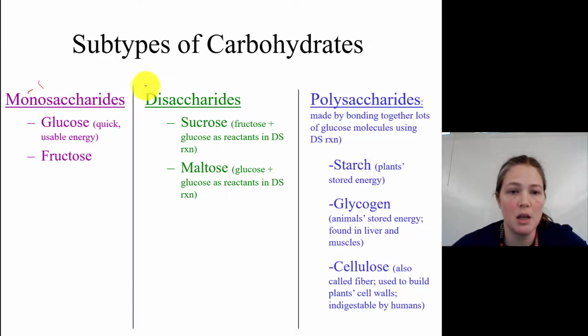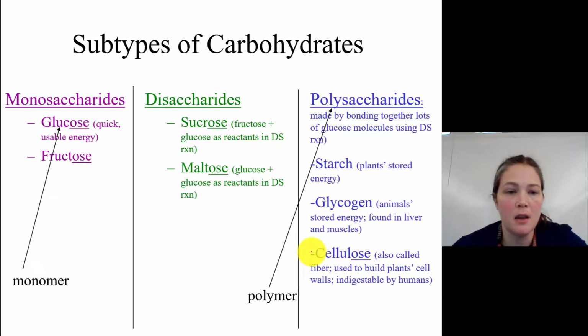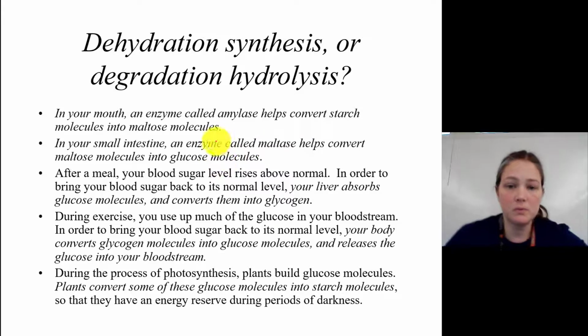Different categories: mono, di, and polysaccharides. Mono means 1, di means 2, and poly means many. So you should be familiar with these 3 categories. You do not, however, need to know that sucrose is made of fructose and glucose, for example, but you should know that it is a disaccharide, as well as maltose. And you should know starch, glycogen, and cellulose are all polysaccharides. The monosaccharides are the monomers, and the polysaccharides are the polymers.